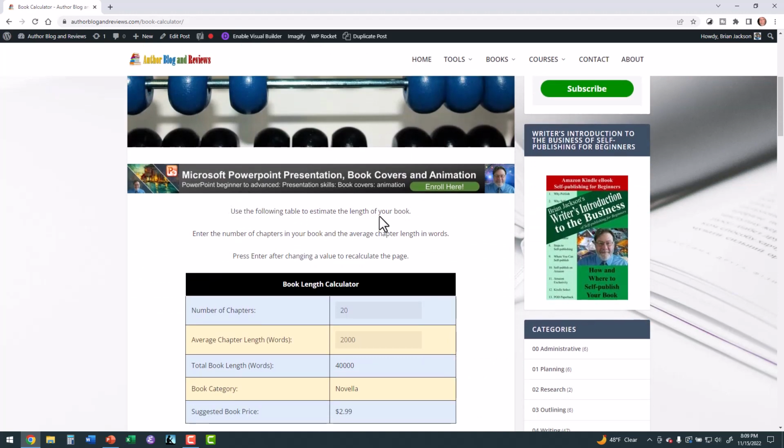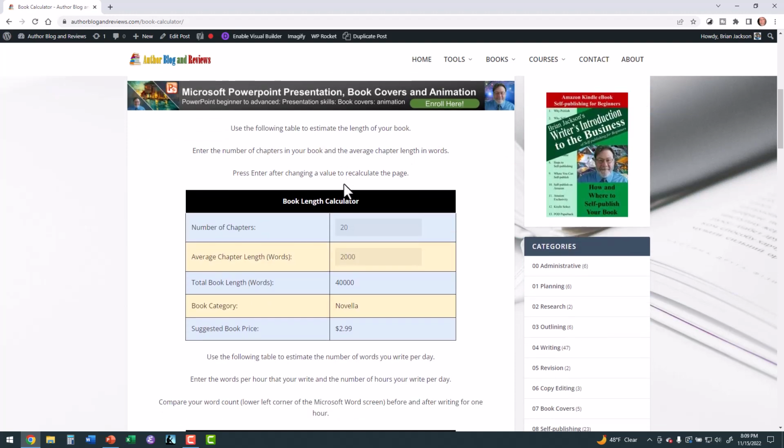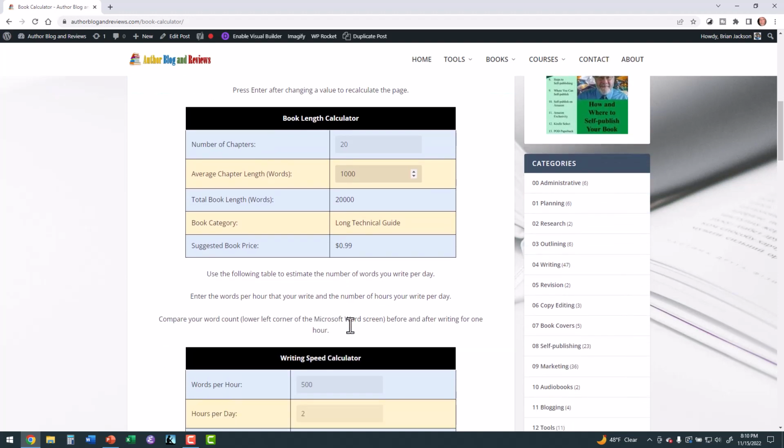Use the following table to estimate the length of your book. Enter the number of chapters in your book and the average chapter length, and be sure and press enter after you change something. So, for instance, let's say I'm going to have 20 chapters in my book, and I want each chapter to be 1,000 words. So I change this number to 1,000, I press enter, and it says the total length of my book is going to be 20,000 words. This is considered a long technical guide, and the suggested book price is 99 cents. Now we're going to break the recommendation of this web page by charging $2.99 for our 20,000 word technical guide.